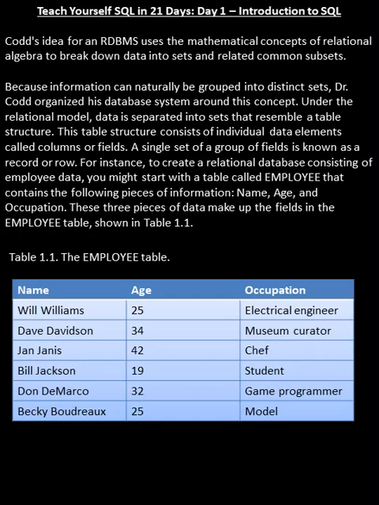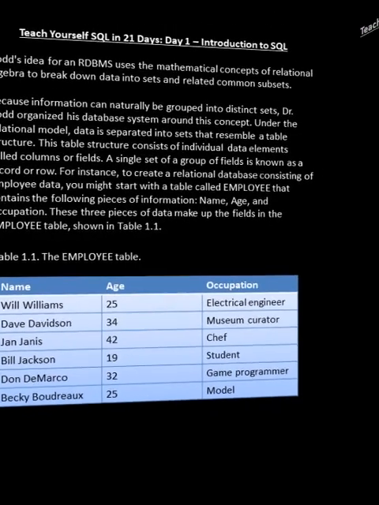Name, age, occupation. Will Williams, 25, electrical engineer. Dave Davidson, 34, museum curator. Jan Janis, 42, chef. Bill Jackson, 19, student. Don DeMarco, 32, game programmer. Becky Boudreau, 25, model. The 6 rows are the records in the employee table.